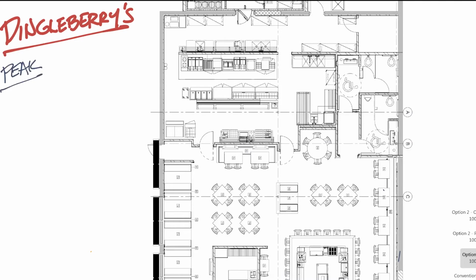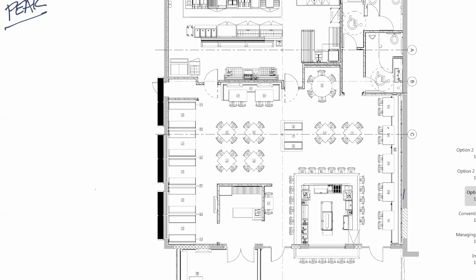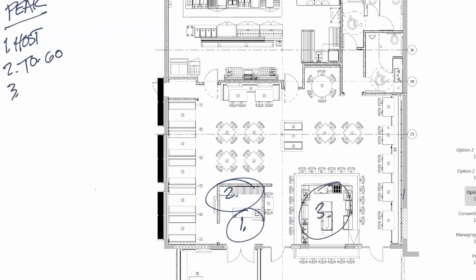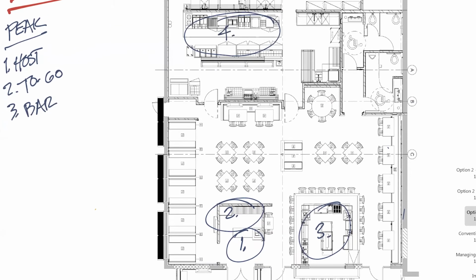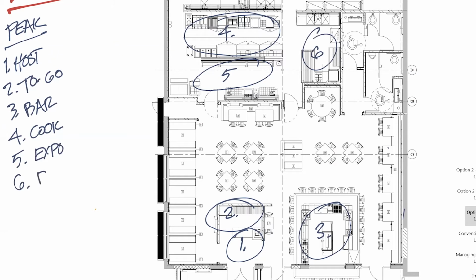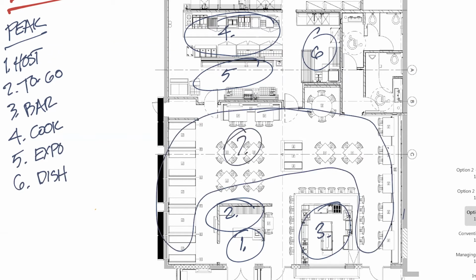So for peak, now we have 1 is our host. Now the big difference, 2 is our to-go or off-premise station. 3 is bar. 4 is cook. 5 is expo. 6 is dish. And then 7 is dining. Now, again, we've added a labor center here to handle the to-go business.